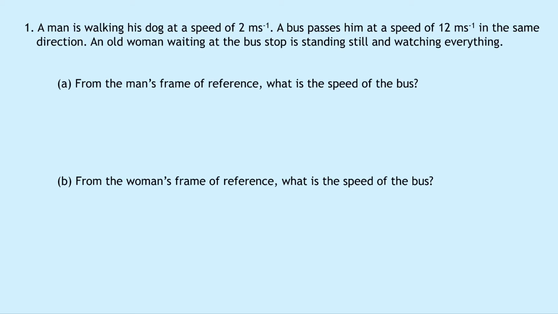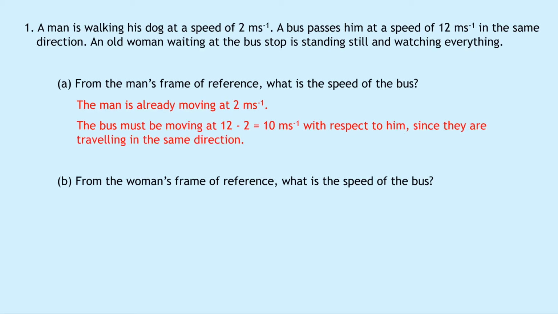Well, the first thing we need to realise is that the man is already moving at 2 meters per second. So the bus must be moving at 12 minus 2 equals 10 meters per second with respect to him, since they are travelling in the same direction. So this is the case where the two observers are moving in the same direction, so in order to get the relative velocity we need to subtract them, so we end up with 10 meters per second.